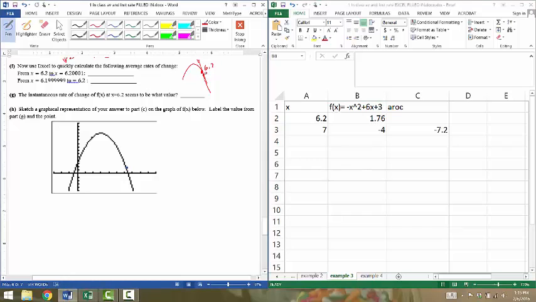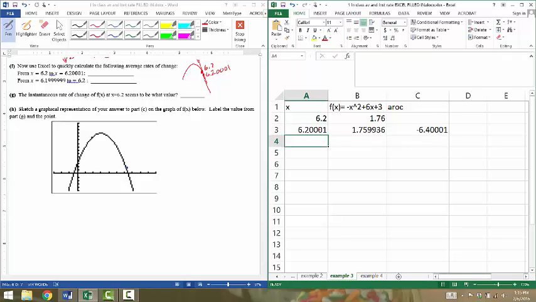So 6.2 over to 6.20001. So in Excel, I already have x is 6.2. Now I'm going to put in x is 6.20001. And we see that it tells us the slope of that secant line is negative 6.40001. The average rate of change is negative 6.40001.